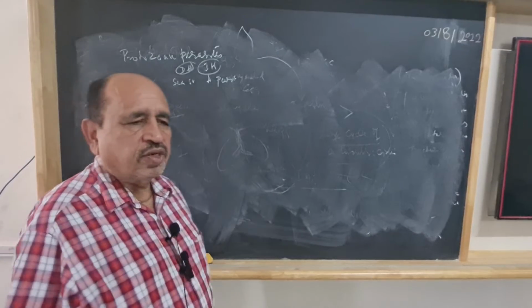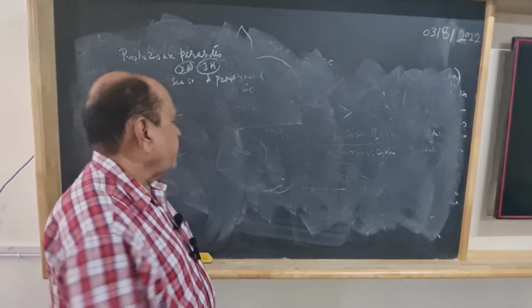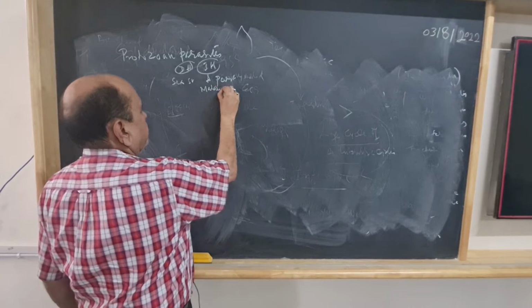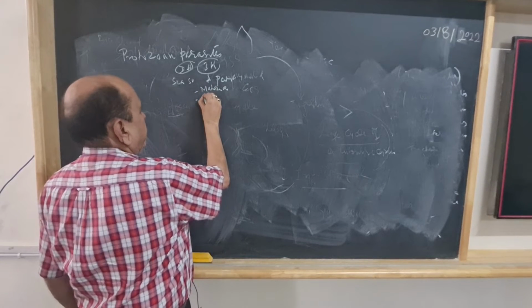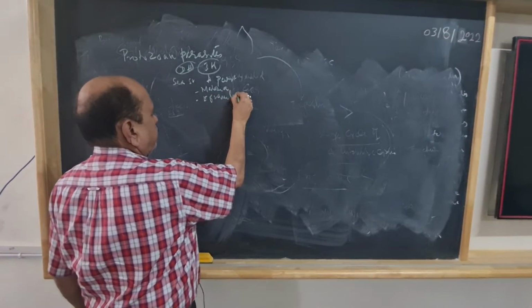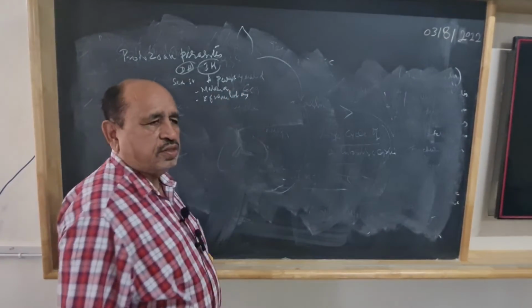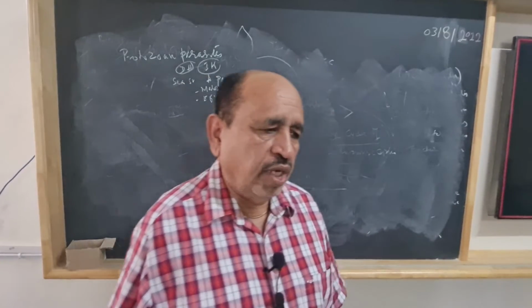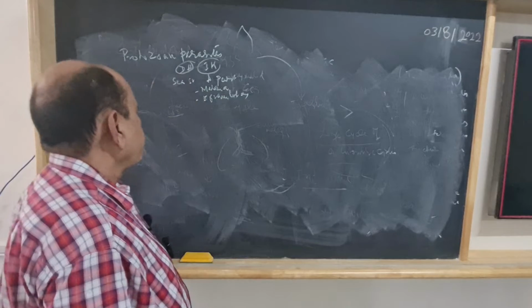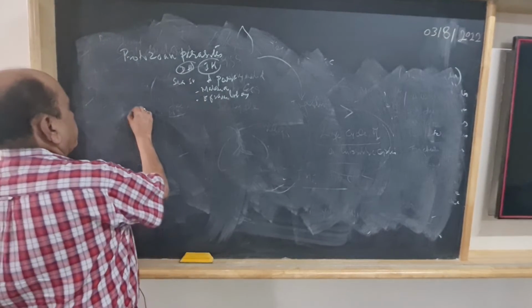Man acts as intermediate host in two parasitic conditions. One is malaria, another is Echinococcus granulosus. Echinococcus granulosus. The first parasite in parasitology is Entamoeba.